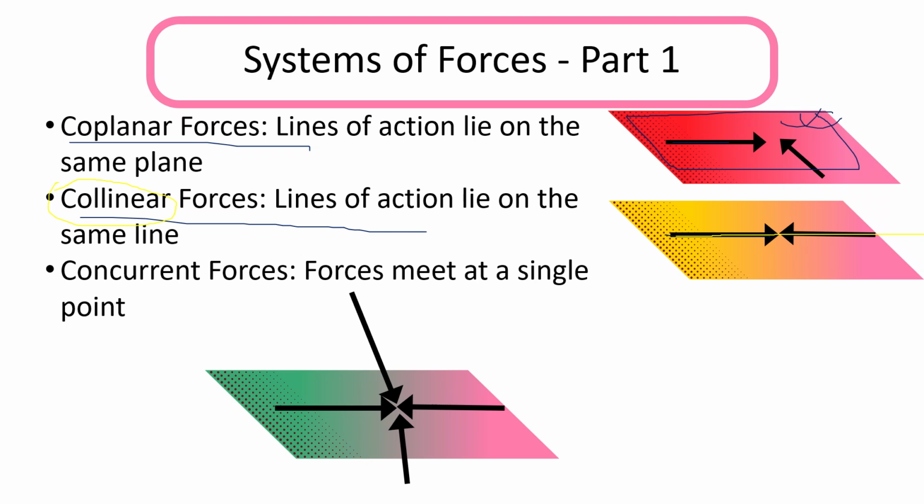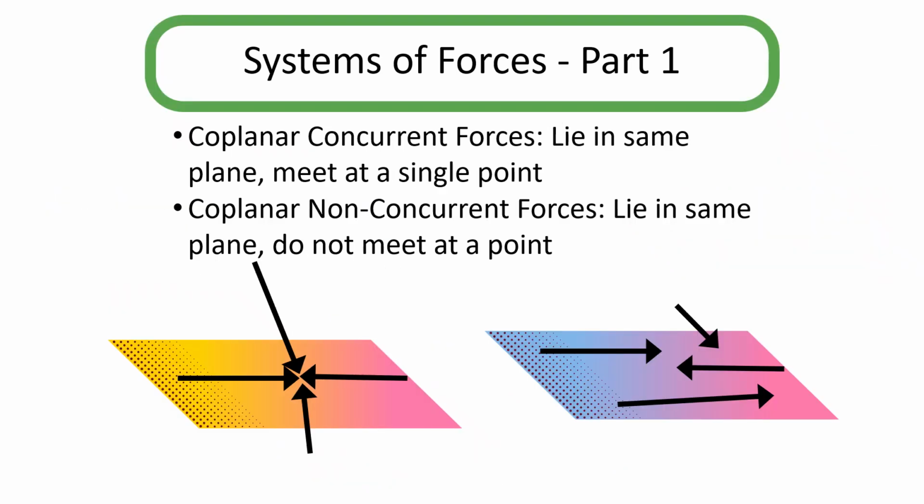Now the next thing is concurrent forces. Concurrent forces means all the forces will meet at a single point. Suppose that this is a plane. In the same plane, all the forces are meeting at a point. This is known as a concurrent force system.